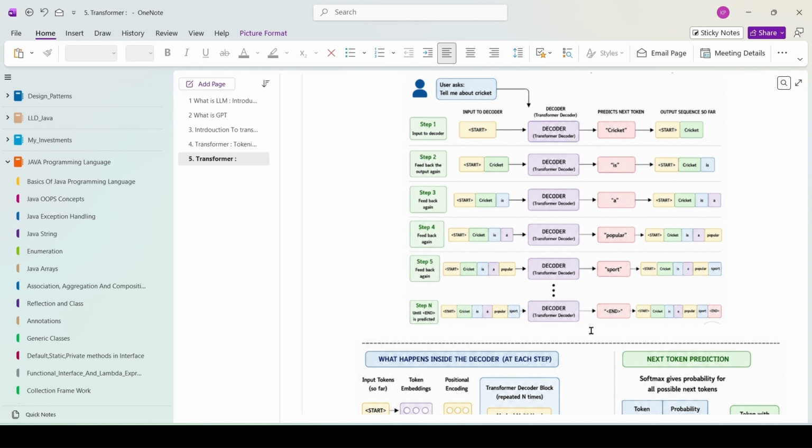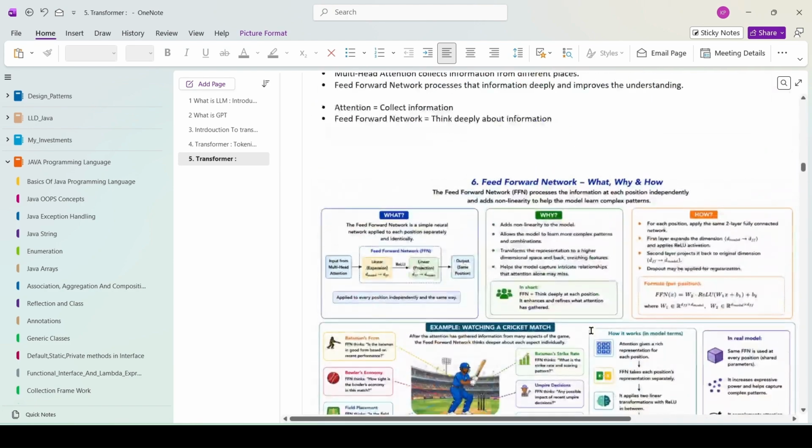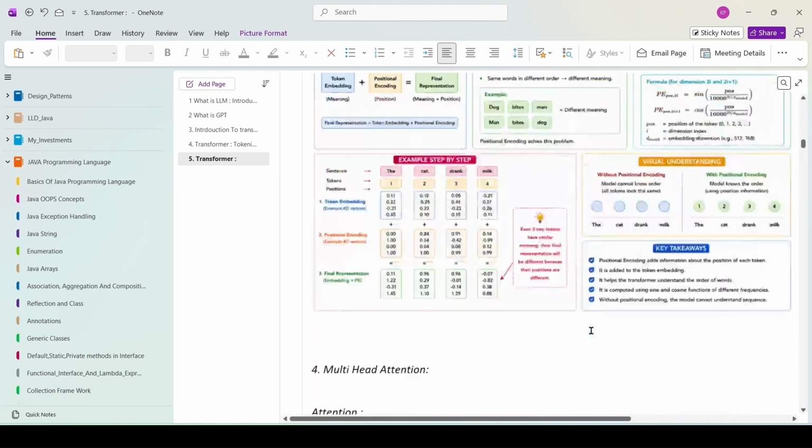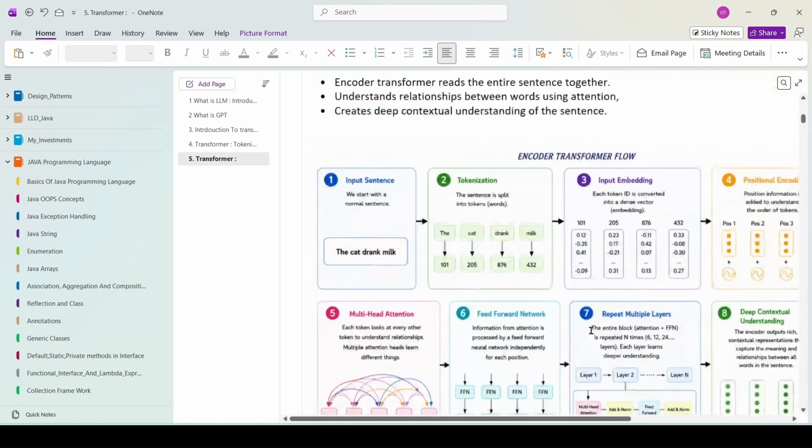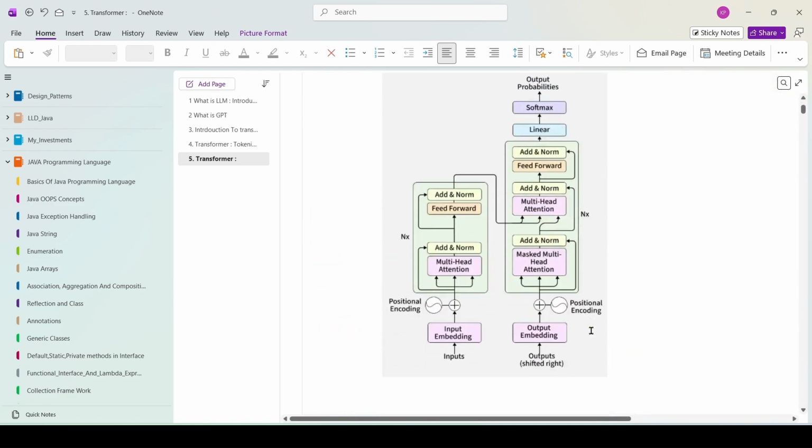This is how the decoder works. Hope this is clear to you guys, how the decoder and encoder work and how the transformer altogether uses the decoder and encoder to generate the text or the tokens.